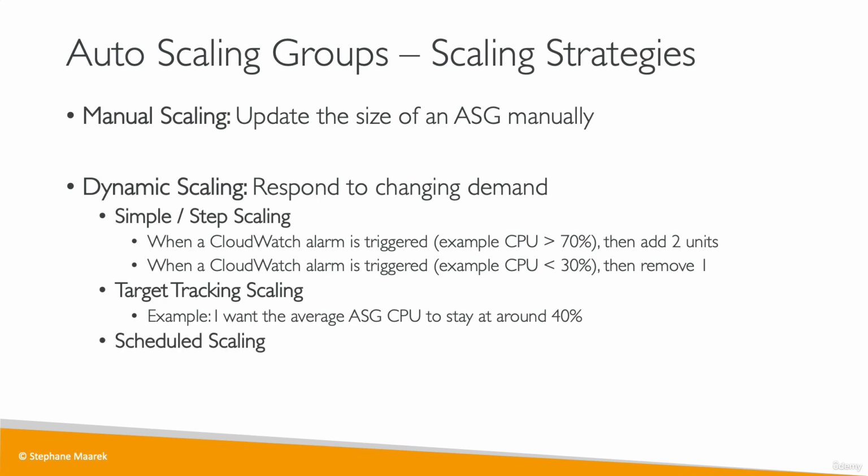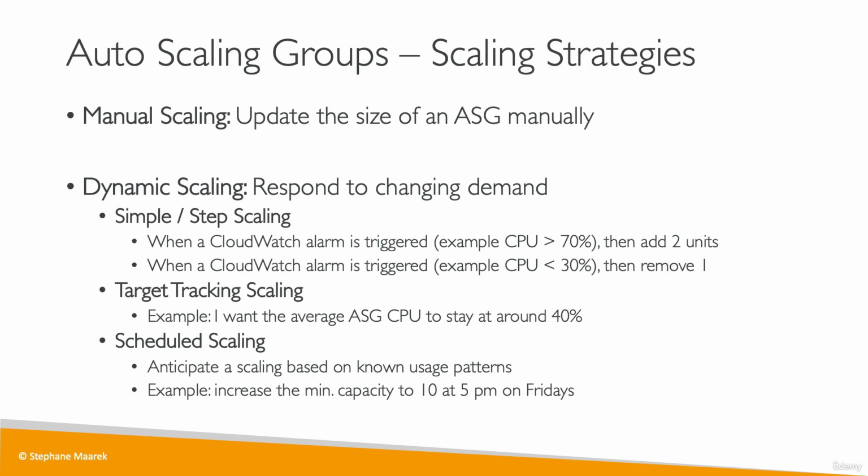And we also have scheduled scaling. This is when we know that changes are going to happen ahead of time, so we anticipate a scaling based on known user patterns. For example, we're saying, hey, we know that on Friday at 5 p.m., people are going to do sports betting, maybe, who knows, before the soccer game. And so please increase the minimum capacity to 10 EC2 instances in my ASG at 5 p.m. on Friday. This could be a scheduled scaling.